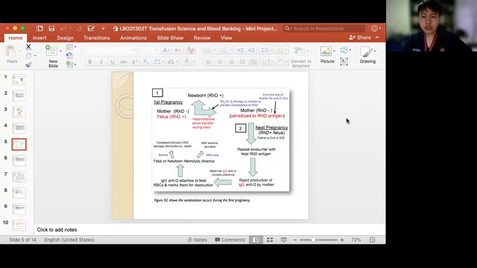Figure 2 shows the sensitization that occurs during the first pregnancy. We see the first pregnancy here and the second pregnancy over here.